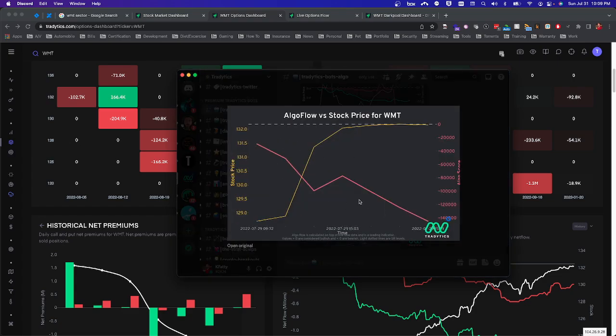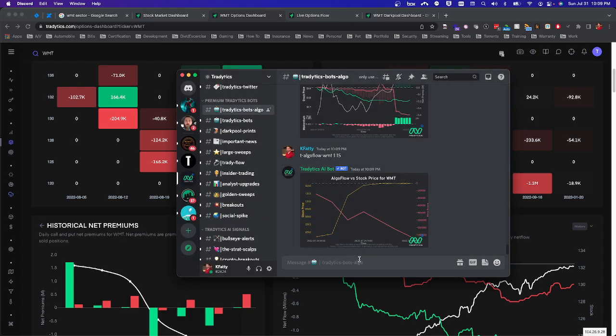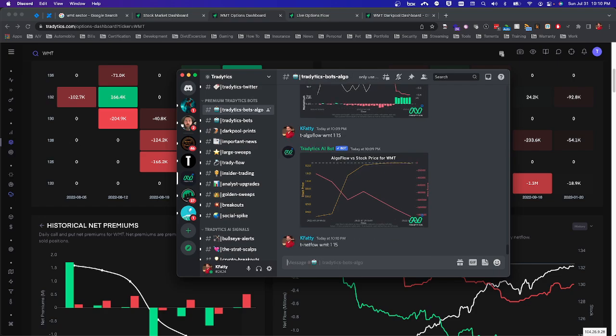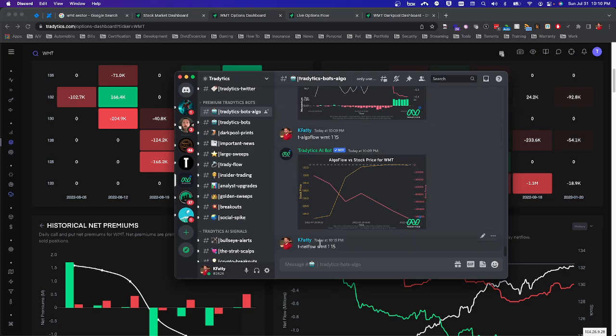And we can see very bearish, so nothing changes there. These short expiries are also very bearish, which is a great sign. And then we can also do T net flow, Walmart 115 to see net flow as well. Based off algo flow, we're not really going to see any difference here. I'll check back on that in a second, and give that time to pop up.